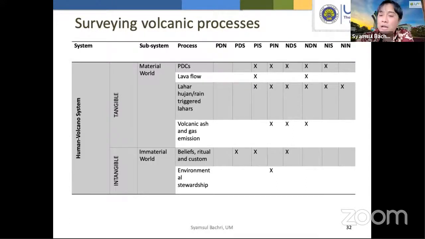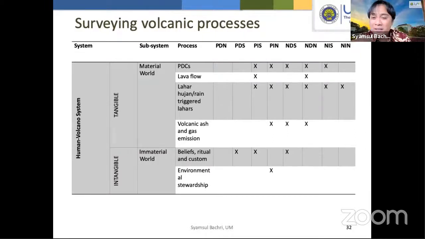We have also lava flow in Merapi. We have rain-triggered lahar in Merapi. And we have volcanic ash and gas emission in Merapi. So within these four processes, now we can put them in these categories. PDC belongs to PIS, PIN, NDS, NDN, and NIS. Lava flow only belongs to PIS.